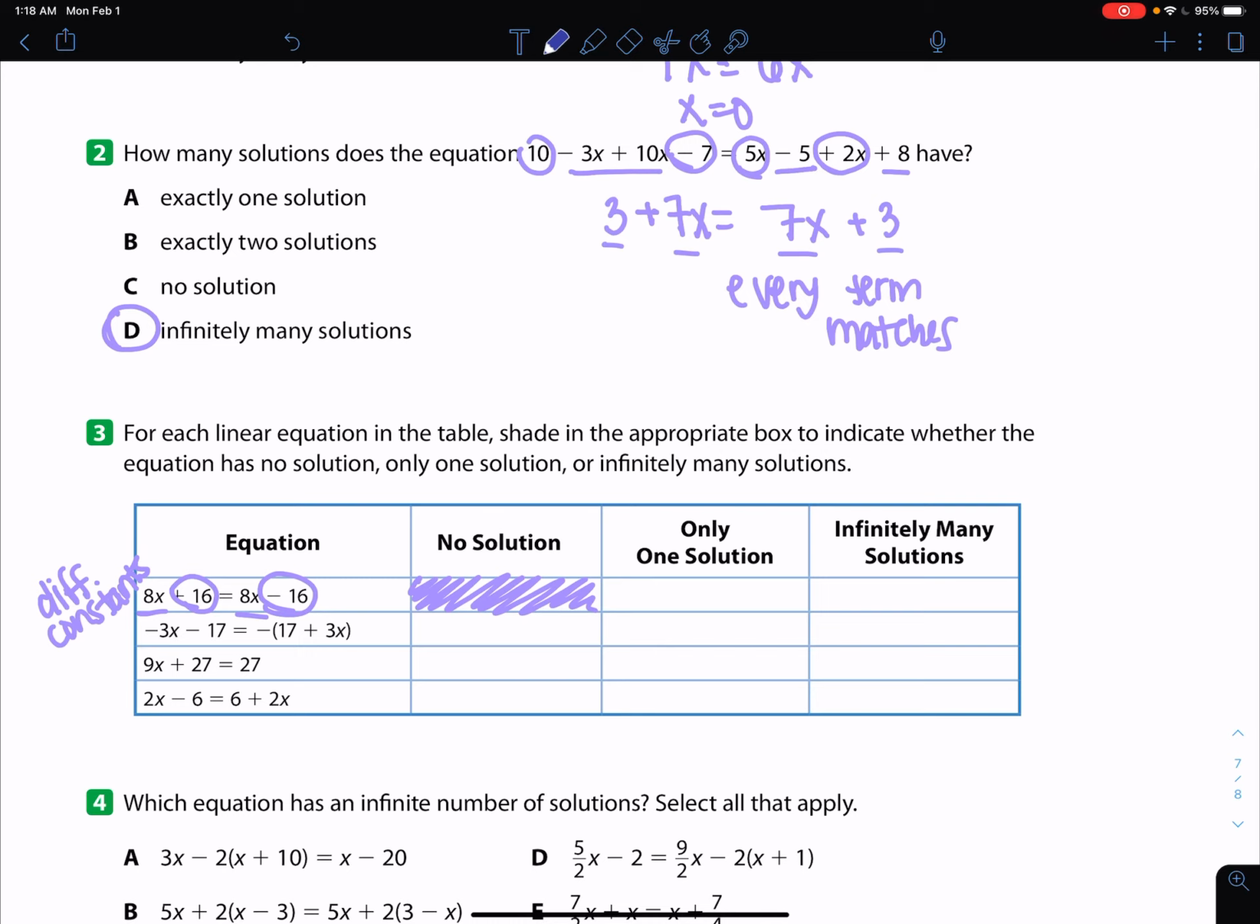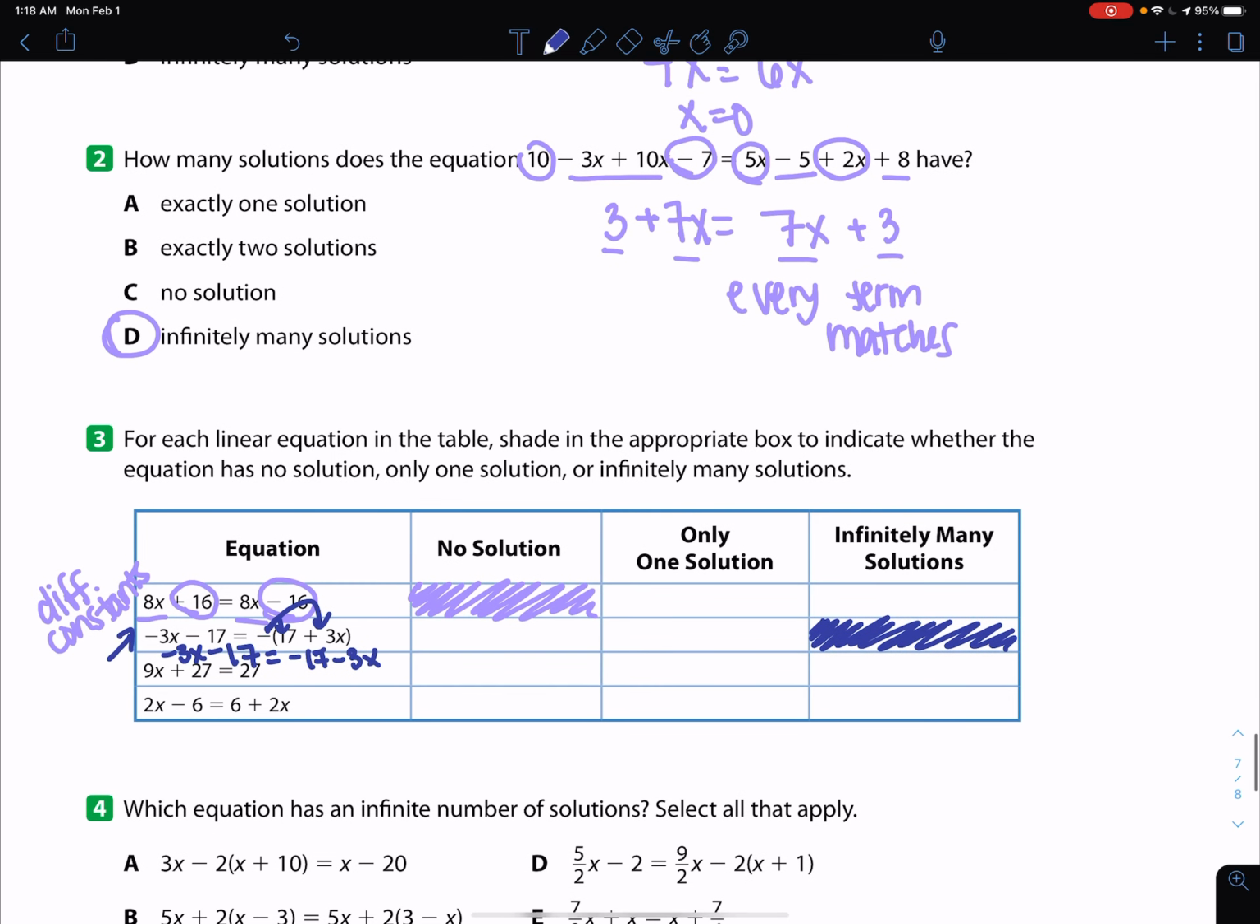Okay. The next one, we've got negative 3x minus 17 equals negative 17 plus 3x. You have to distribute your negative. So you really got negative 3x minus 17 equals negative 17 minus 3x. You've really got the exact same thing on both sides. That is infinitely many solutions. Okay? You got all the same terms on both sides of the equation.